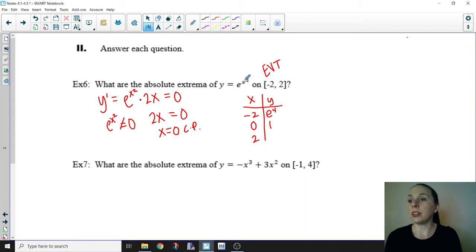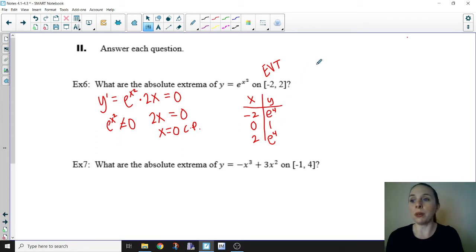Finally, filling 2 in for x, 2 squared is 4, and so we have another e to the fourth as our value for the other endpoint. Okay, so what does this mean? This means that I see two absolute maximums. Do you agree? E to the fourth power is definitely a higher y-coordinate than 1.